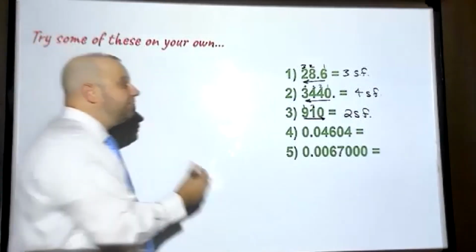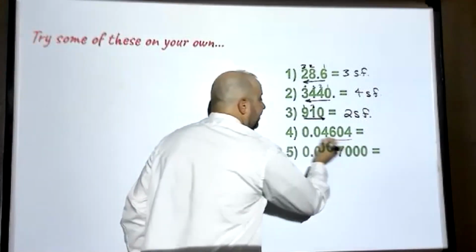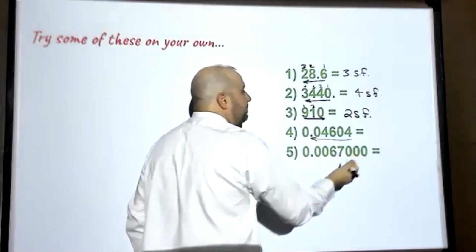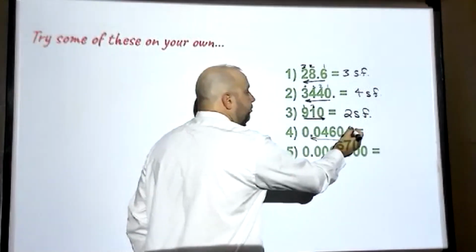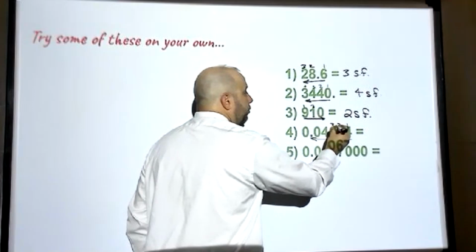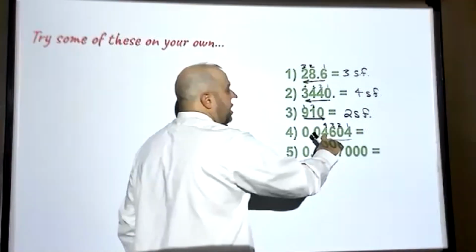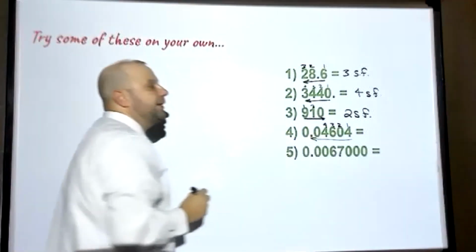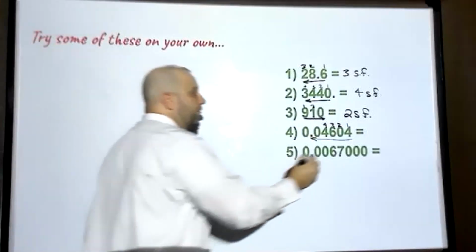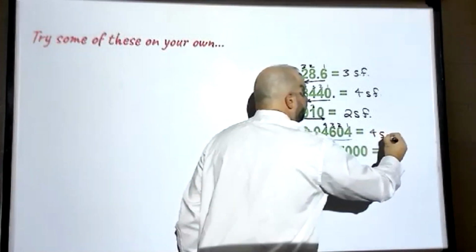Okay, the next one, there is a decimal point. It's right here, so we're going to count in this direction. We're going to stop counting when there's only zeros in front of us. 1, 2, 3, 4. We're going to stop here because everything going this way is a 0. So this has 4 significant figures.